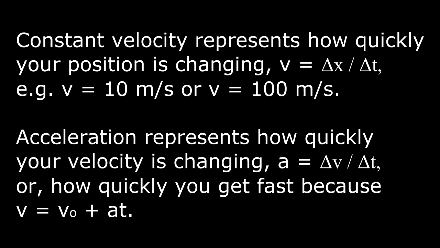Constant velocity represents how quickly your position is changing. We have v equals delta x over delta t. For example, a velocity of 10 meters per second means that with each passing second, you've traveled 10 meters. But a velocity of 100 meters per second means that with each passing second, you've traveled 100 meters.